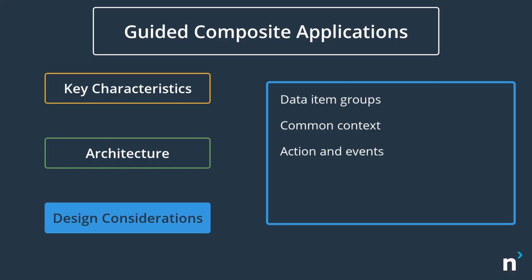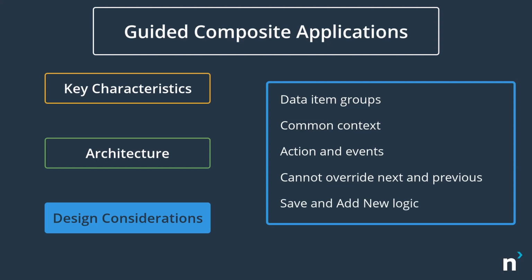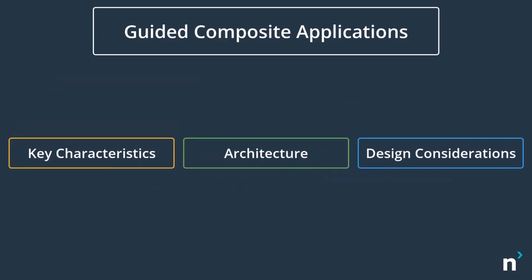Developers can use actions and events to determine which step comes next based on user input or system data. However, developers cannot override the built-in next and previous buttons. If a user is expected to perform the same task multiple times in a single session, the developer can add save and add new logic. When a user saves a record and starts a new one, this logic persists selected values into the new record. This reduces repetitive data entry. By enforcing sequence and structure, guided composites reduce user error and improve data consistency, especially in mobile environments.